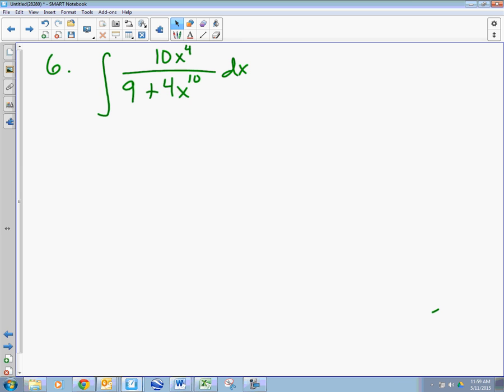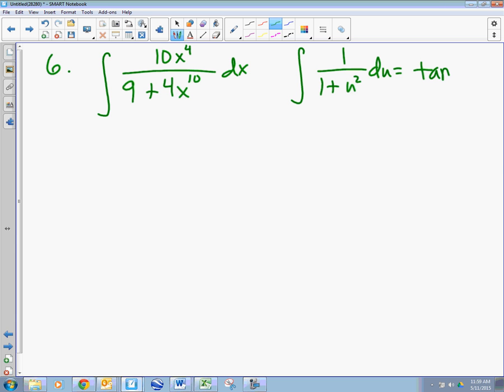Now look at this one, number 6. What form is number 6 going to be like? Arctan. So it helps to identify the form ahead of time. And the form is this. 1 over 1 plus u squared du is equal to arctan of u plus a constant.